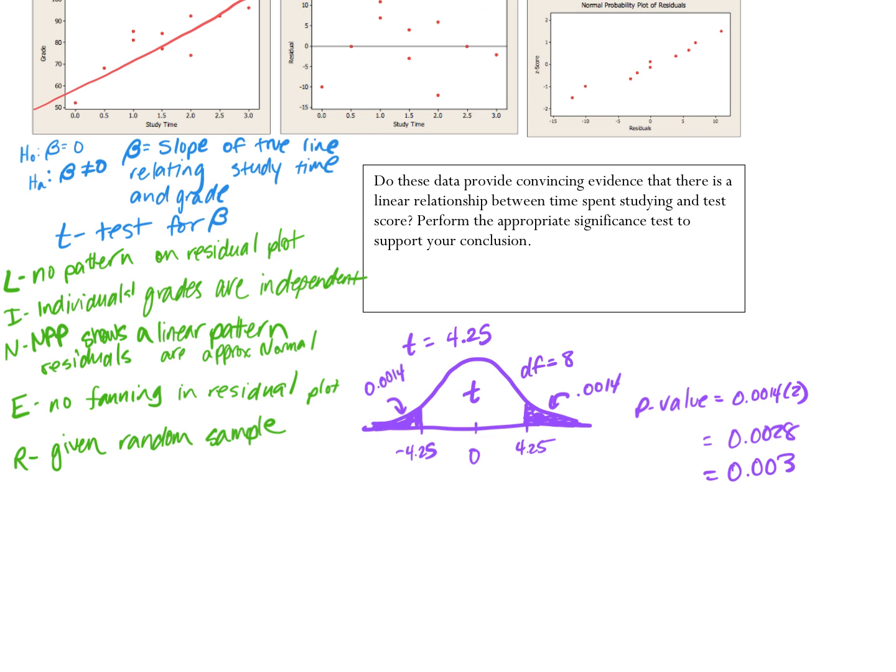What if my alternative was less than or equal to? What would my p-value be? Here's a hint. Not 0.0014, because my test statistic was this one, the positive one. No, it would be 0.9986. If my alternative was less than, it would be the area to the left of my test statistic. Is everybody with me? Yeah.